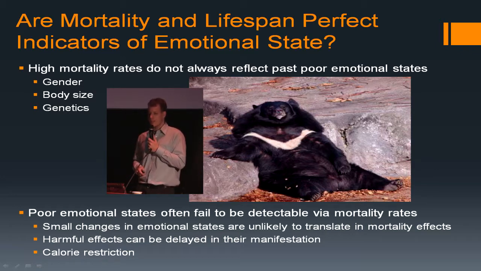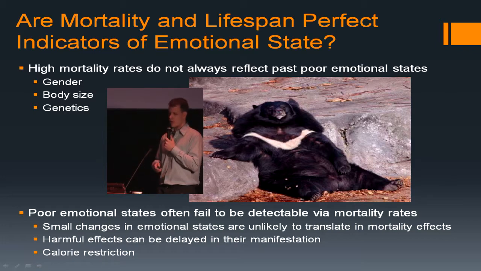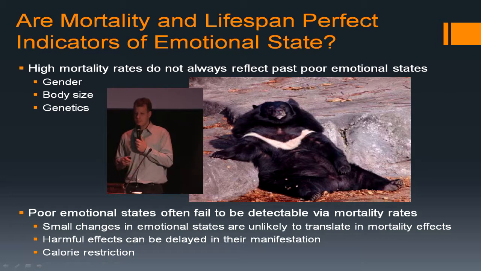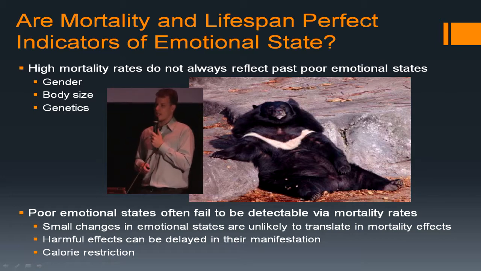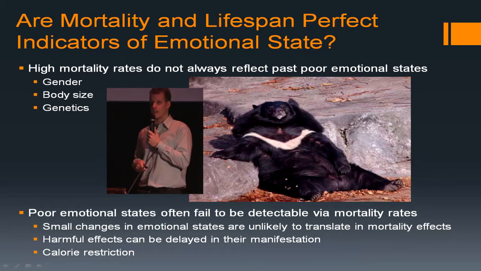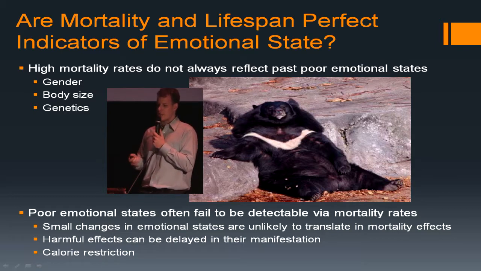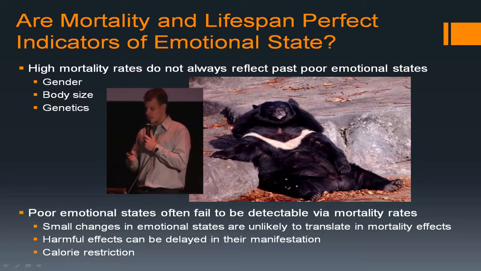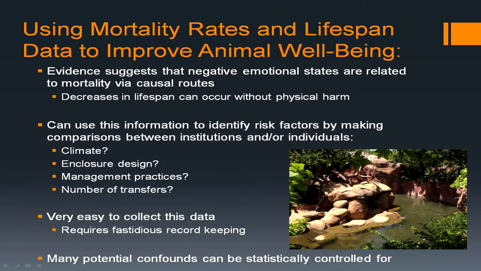And similarly, poor emotional states will often fail to be detectable via mortality rates. So small changes in emotional states are really unlikely to translate into mortality effects. So animals aren't that fragile. And also importantly, harmful effects can be delayed in their manifestation. So sometimes young animals will experience these stressors and we won't see any results until they reach middle or even the beginning of old age. And finally, calorie restriction is a great way if you want to make your animals live longer, but we know that this means that they're probably chronically hungry for their whole life, so that's not really a solution either.